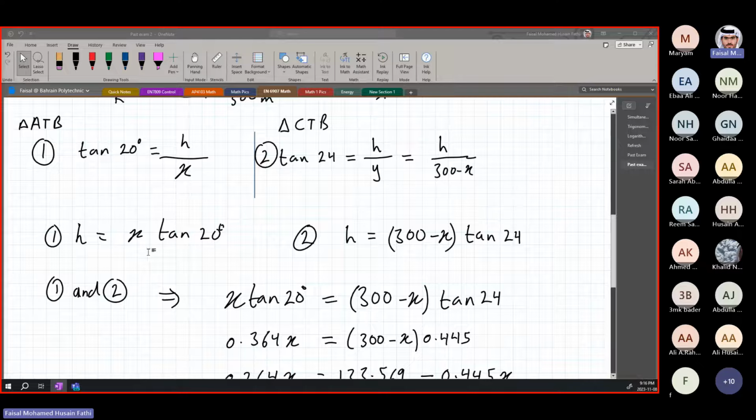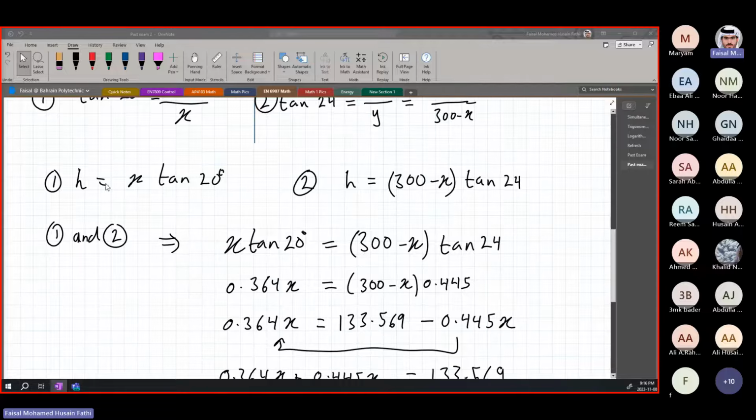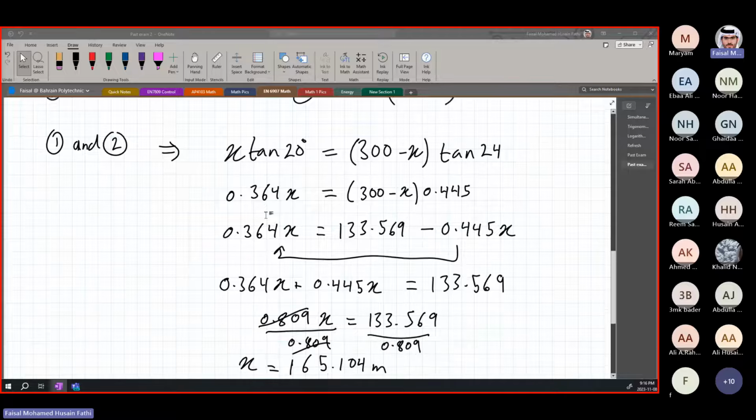So I set h equal to x tan 20, or 300 minus x times tan 24 is equal to h from equation 2. I equate these two equations, then h is equal to h, so x tan 20 is equal to 300 minus x tan 24. I just did the solution here, solving this equation.